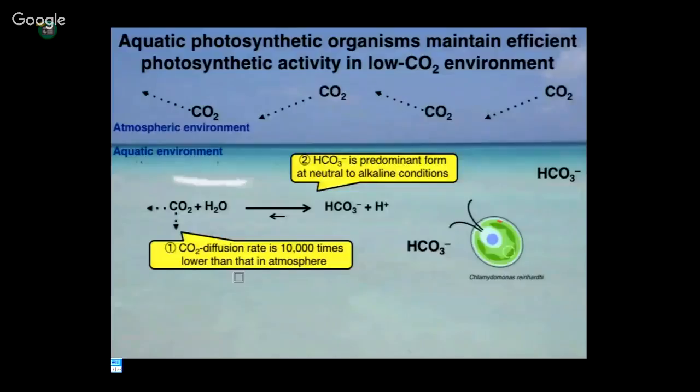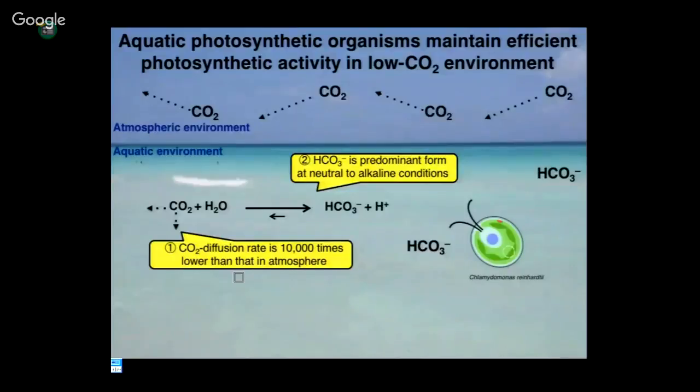CO2, bicarbonate, carbonate, three different forms of carbon we call inorganic carbon, because organic carbon is many sugars or, of course, amino acids also contain carbon. So before fixation, the molecular species of the inorganic carbon is important for photosynthesis.